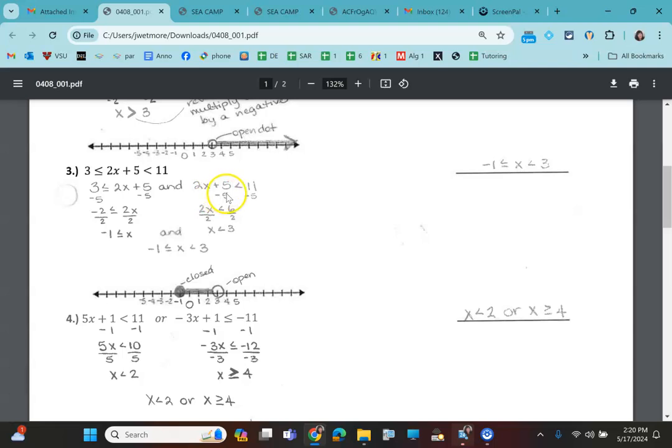All right, so similarly over here, let's go through and subtract 5 from both sides. So that would give us 2x is less than 6.